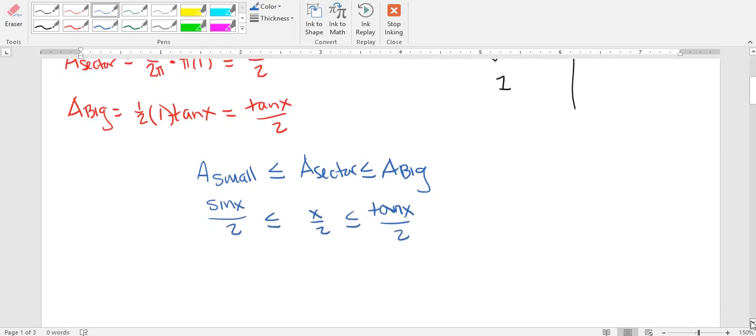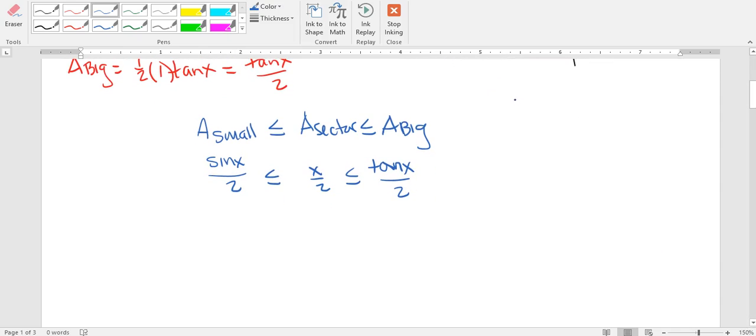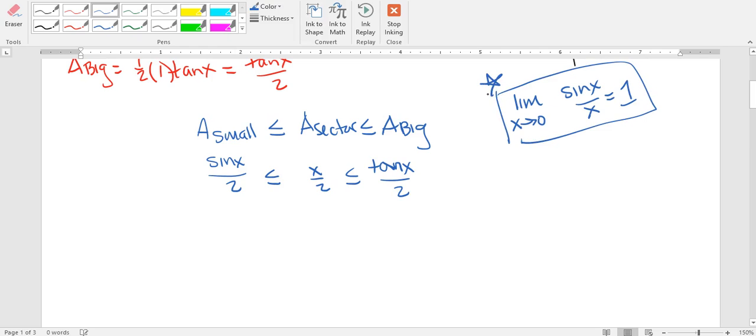So let's continue from here. Now remember, let's not lose sight. The whole idea is to figure out the limit as x approaches 0 of sine x over x, and somehow we want to prove that this equals 1. This is our goal. So let's see. All these are being divided by 2, so using some algebraic techniques, if we multiply all these by 2, that's clearly going to cancel all the 2's out.